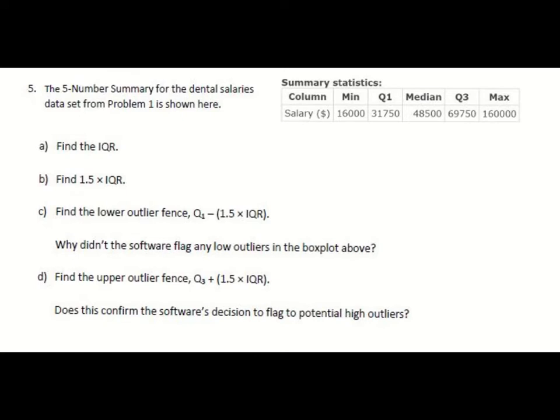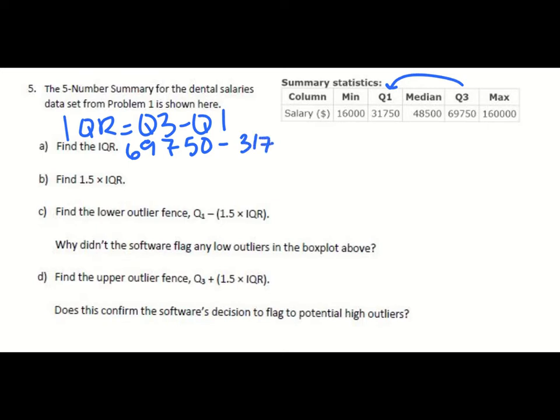Okay, so here you have the set of data from the dental office. You have your minimum, your quartile 1, your median, your quartile 3, and your maximum. So we're going to find my interquartile range, which is just the difference between your quartile 3 and your quartile 1. So remember, IQR is your quartile 3 minus your quartile 1. So that's 69,750 minus 31,750. So that's going to give me $38,000. That's my interquartile range.